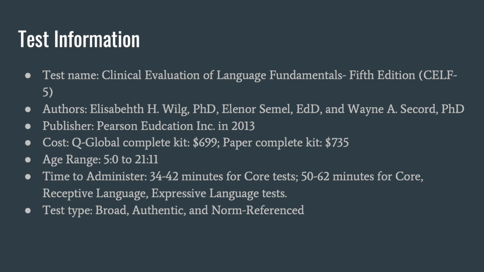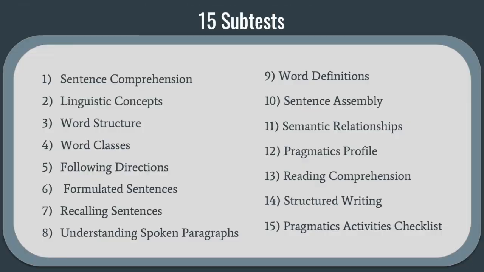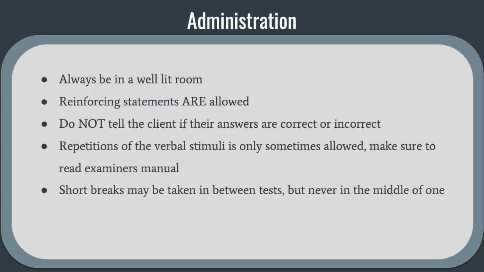The Paper Complete Kit is $735. The age range of the CELF-5 is 5 years to 21 years and 11 months. Time to administer is 34 to 42 minutes for the core test and 50 to 62 minutes for the core receptive language and expressive language test. It is a broad, authentic, and norm referenced test. The CELF-5 includes these 15 subtests, which we will discuss further into the presentation.